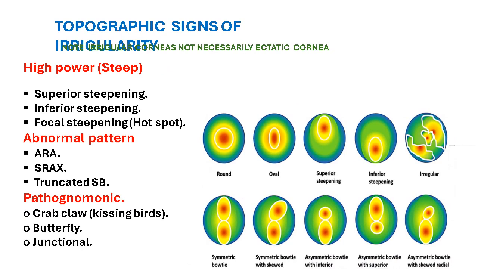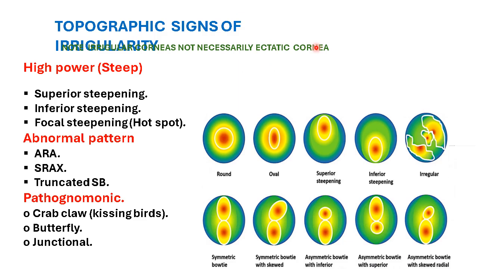After knowing the normal shape of the cornea and how it appears in the axial map, now let's come to some of the topographic signs of an irregular cornea, keeping in mind that an irregular cornea does not necessarily mean an ectatic cornea. There are many causes that give you the appearance of an irregular cornea, like tear film abnormalities, also lens warpage syndrome, which is due to prolonged use of contact lenses, and also corneal degenerations. So there are many causes of irregular cornea, not necessarily ectatic corneas.